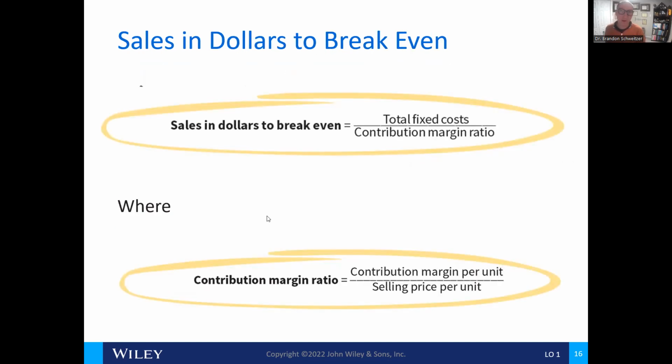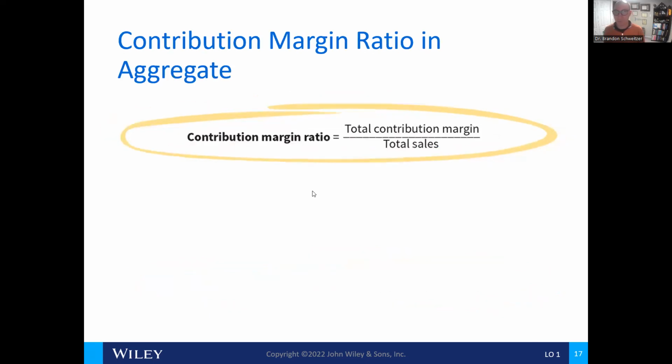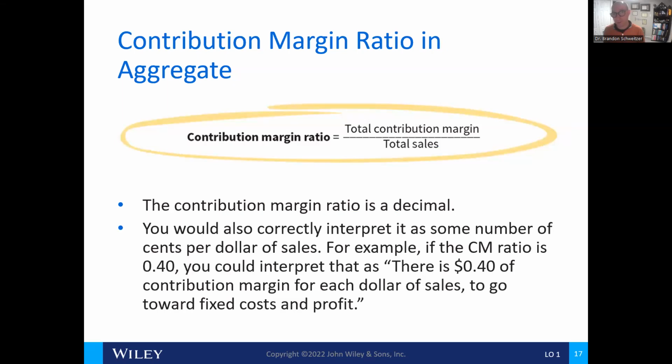We also need to examine break even in terms of sales dollars. To do that, we take total fixed costs and divide by the contribution margin ratio. In order to find the contribution margin ratio, we take the contribution margin per unit divided by the sales price per unit. So the aggregate tells us we need to find the total contribution margin divided by total sales to find the contribution margin ratio. This is, of course, going to be found as a decimal.